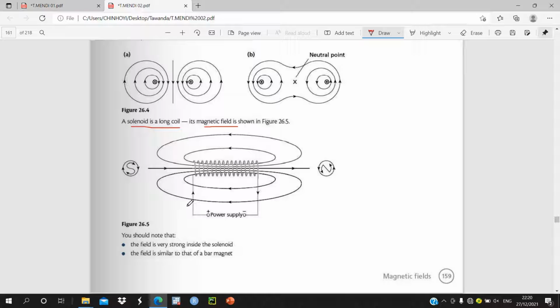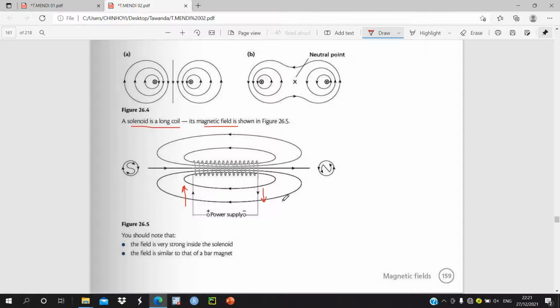If the current comes in this direction and enters the solenoid, where it enters we are going to consider that end the south pole, and where the current leaves we consider it the north pole. These are the magnetic field lines around the solenoid. It's the same as a magnet, meaning there is a uniform magnetic field within the solenoid.